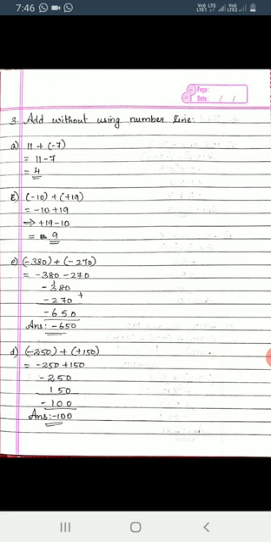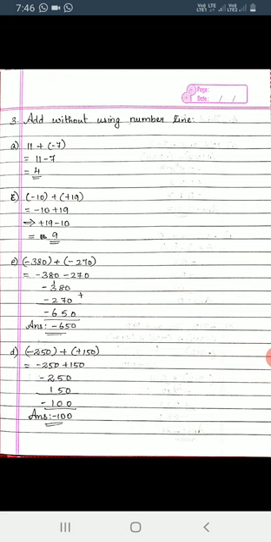Third one, minus 380 plus minus 270. So, as usual, we will remove the brackets first. Minus 380 is written as it is. Next, you have plus and minus. Plus into minus is minus, so minus 270. Now, you see, minus 380 plus minus 270. When you have the same sign, you will add and write the number along with the sign that is given there.